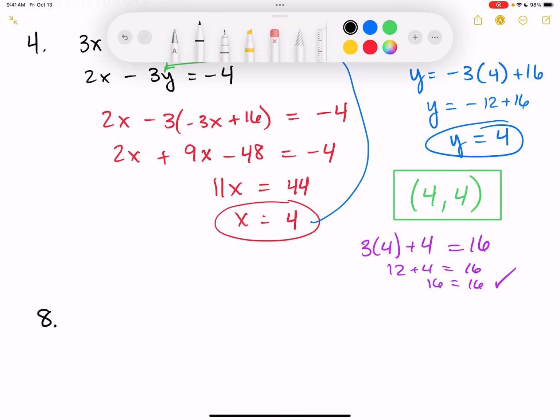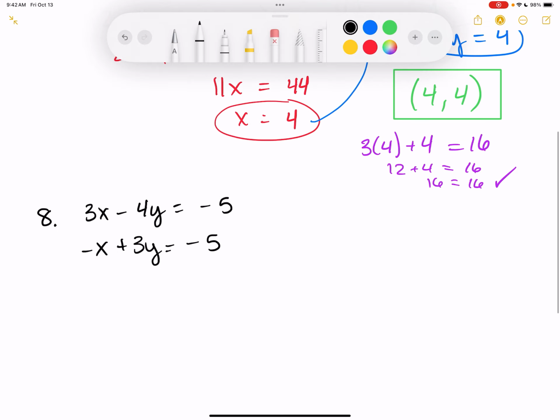Number 8. 3x minus 4y equals negative 5, and negative x plus 3y equals negative 5. So, any idea which variable would probably be the smartest one to solve for? And in which equation? X in the bottom, because all the other ones have a number in front. That one just has a negative, so it's a little easier to work with.